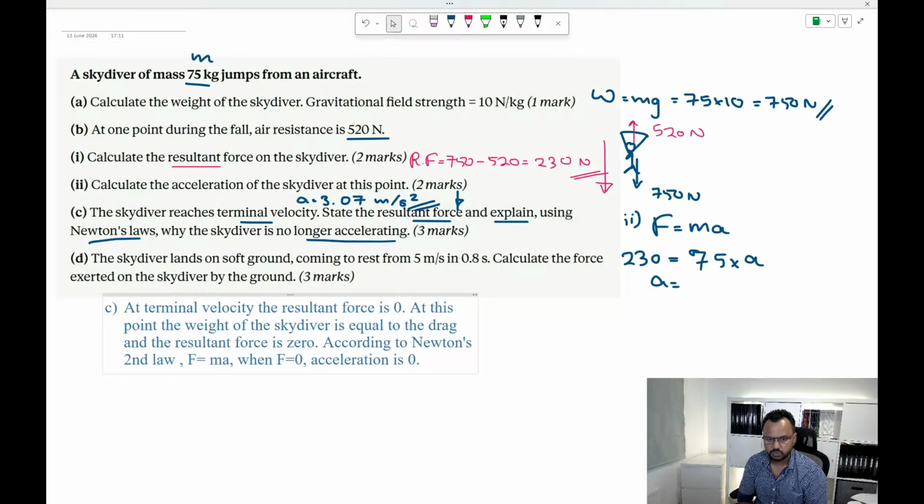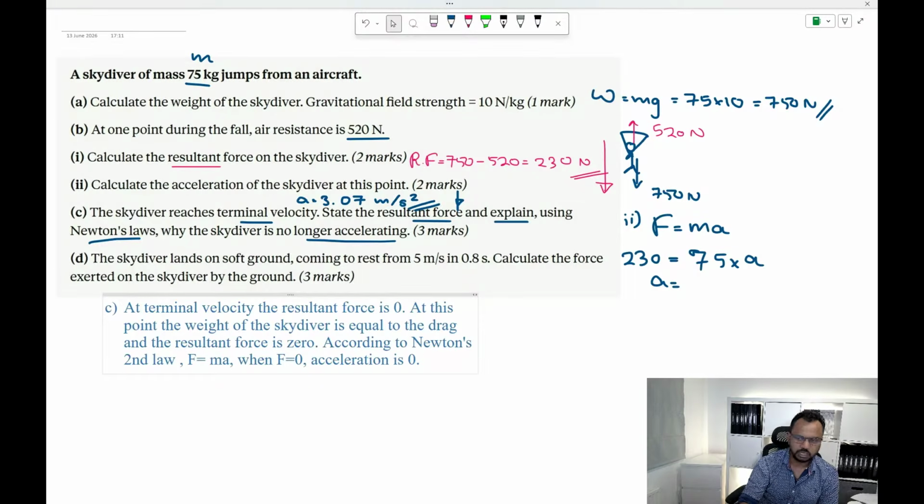What is the resultant force at terminal velocity? Why? Yeah, okay, that's it, right? So the resultant force, using Newton's laws, why the skydiver is no longer accelerating, the resultant force is 0. Downward force and upward force are equal and opposite.